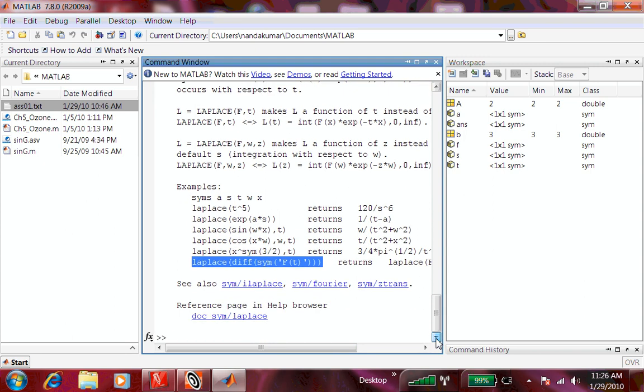If I just copy that and enter it, what do you think will happen? What am I trying to do? This you should be able to do. If you develop this confidence, you can learn MATLAB on your own. You should be able to decipher it. This is an example that they have.